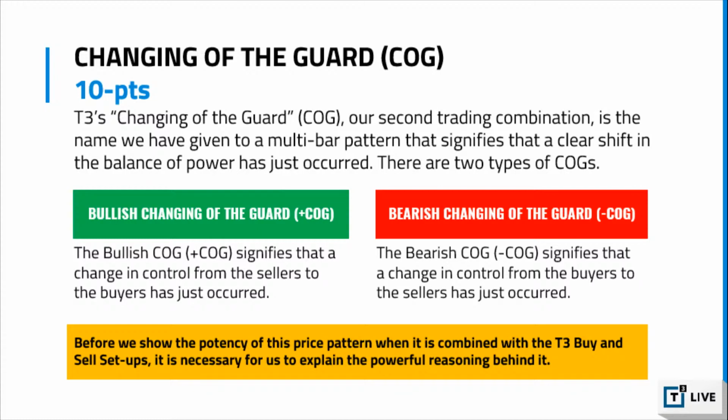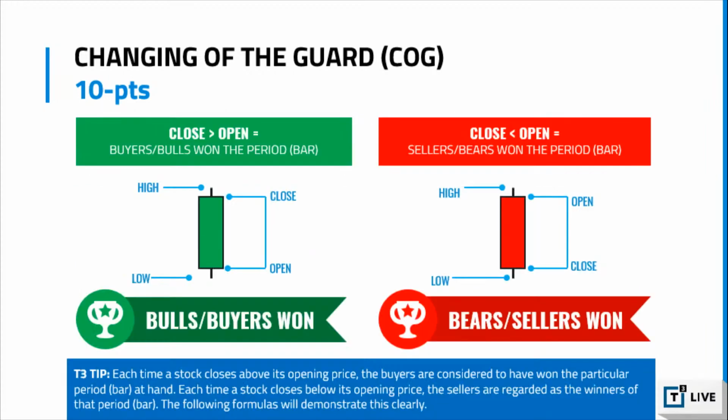The second amplifier is usually the most confusing for people, so just pay attention to this. It's called the changing of the guard. Our second trading combination is the name we've given to a multi-bar pattern that signifies a clear shift in the balance of power. There are two types: bullish and bearish. Before we show the potency of the price pattern when it's combined with the T3 buy and sell setups, it's necessary for us to explain the powerful reasoning behind it.